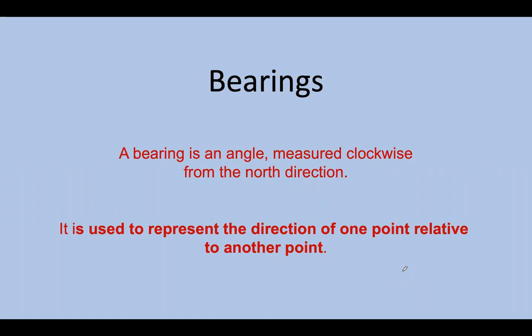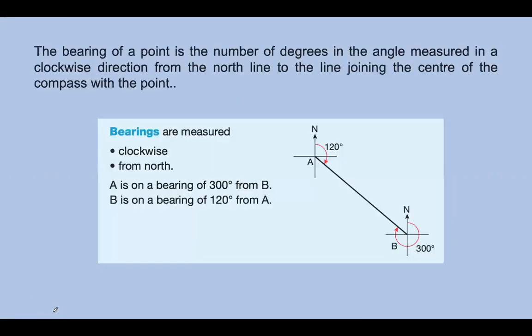Today we are going to learn about bearings. A bearing is an angle measured clockwise from the north direction and is used to represent the direction of one point relative to another point. The bearing of a point is the number of degrees in the angle measured in a clockwise direction from the north line. For example, you have two points here, point A and point B.